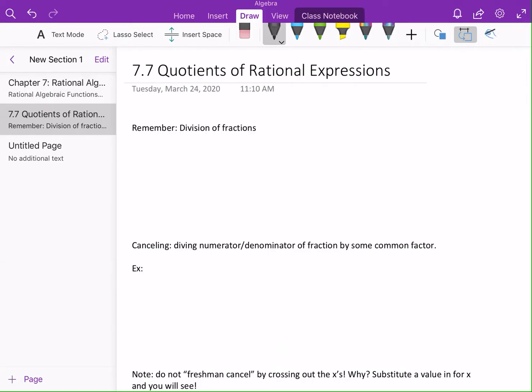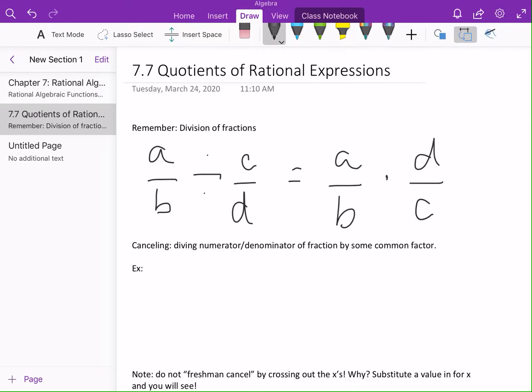If you remember back to Algebra 1, to find a division of fractions, A over B divided by C over D can be found by taking A over B times D over C. And in that rule, you take your numerator and your denominator and switch them.